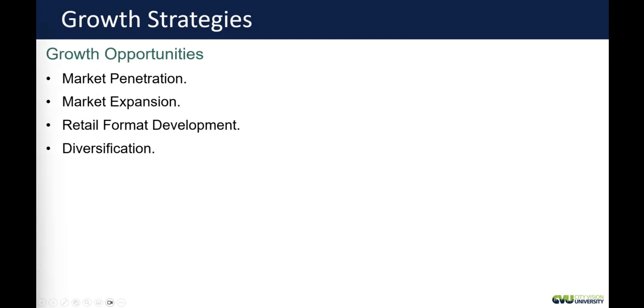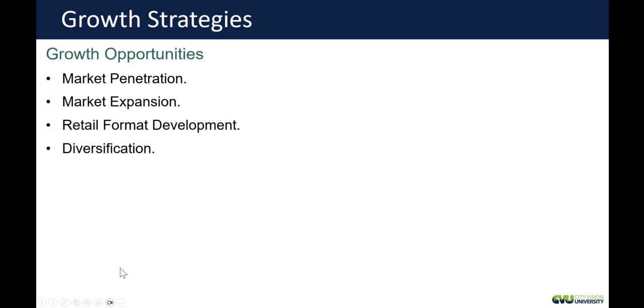So now, what do we want to do with our strategies? This is where, as you go through, if we go back through our strategic planning process, now that we've gone through, we've identified our competitive advantage, we've done some strengths, weaknesses, right? Let's take a look at some of our growth strategies. So what are the opportunities? As a retailer, what are things that you can do strategically to really help your company long term? So long term, your growth opportunities are going to be really market penetration, market expansion, retail format development, or diversification.